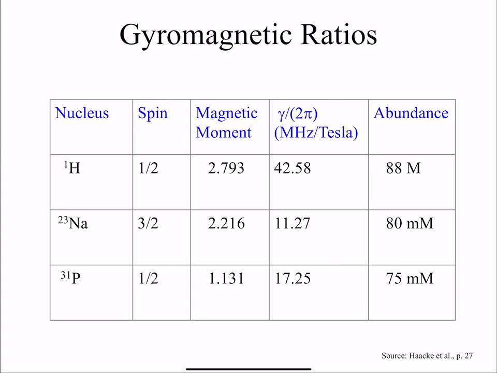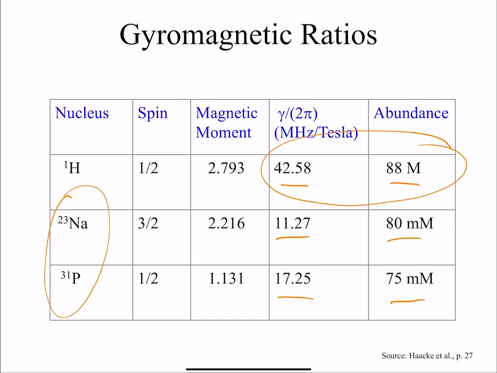As you see, different atoms have different gyromagnetic ratios, and obviously they have very different abundance. Luckily, for most MRI we are in the regime where we have a lot of abundance, and the gyromagnetic ratio is rather high, so it has a very high frequency, which also helps us detect it. We can do imaging of other nuclei, but it's much harder because you're in the micromolar or millimolar regime, and you also have a lower gyromagnetic ratio.